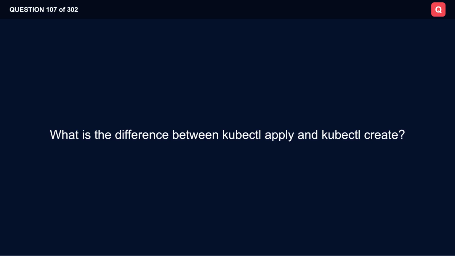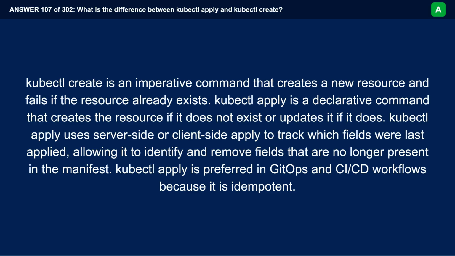What is the difference between kubectl apply and kubectl create? Kubectl create is an imperative command that creates a new resource and fails if the resource already exists. Kubectl apply is a declarative command that creates the resource if it does not exist or updates it if it does. Kubectl apply uses server-side or client-side apply to track which fields were last applied, allowing it to identify and remove fields that are no longer present in the manifest. Kubectl apply is preferred in GitOps and CI/CD workflows because it is idempotent.